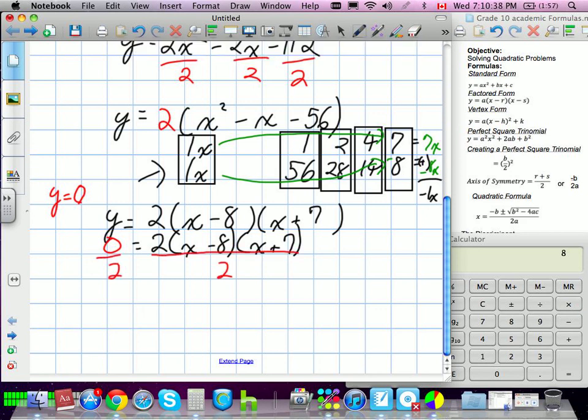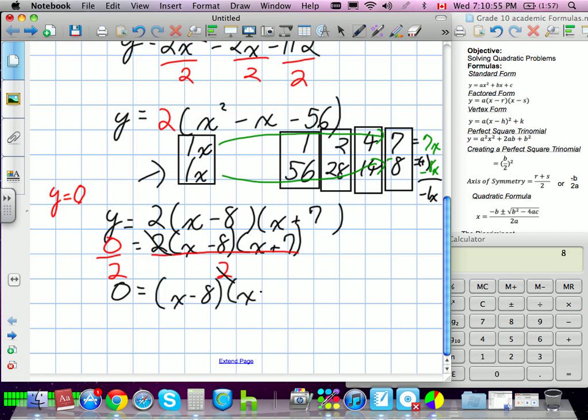Do you know what 0 divided by 2 is going to be? 0. Yeah, that's right. It's just going to be 0. These 2's are going to do what? Cross out. Yeah, become 1. Yeah, they become 1. We don't need to write it in because it won't change anything. So we have x minus 8, x plus 7.